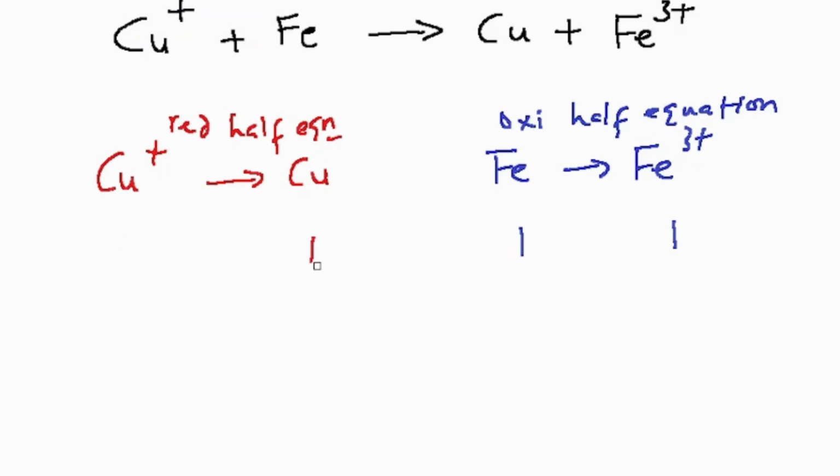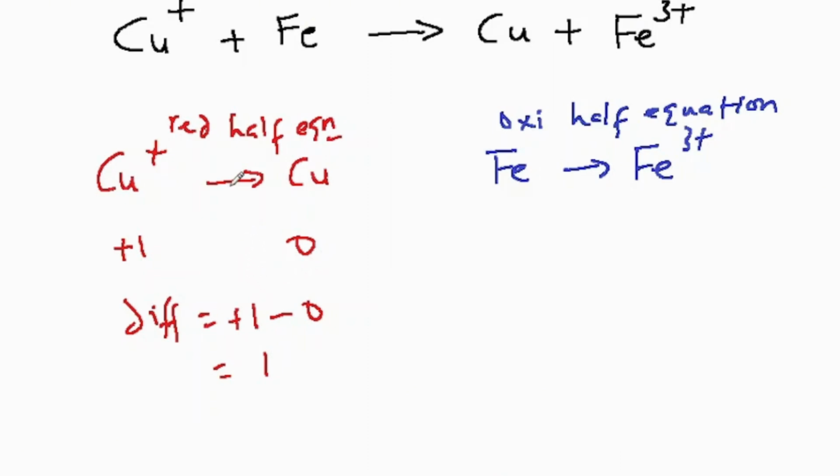Then the next step is electrical balancing. In electrical balancing, we use electrons to balance the charges. We want to ensure that the total charge on the reactant side is the same as the total charge on the product side. Let's consider the reduction half equation. What's the charge on the reactant side? Copper 1 ion has a +1 charge, and copper has a 0 charge. Then we take the difference: 1 minus 0, the final answer is 1. So that means we're going to need 1 electron to ensure that the charges are balanced.